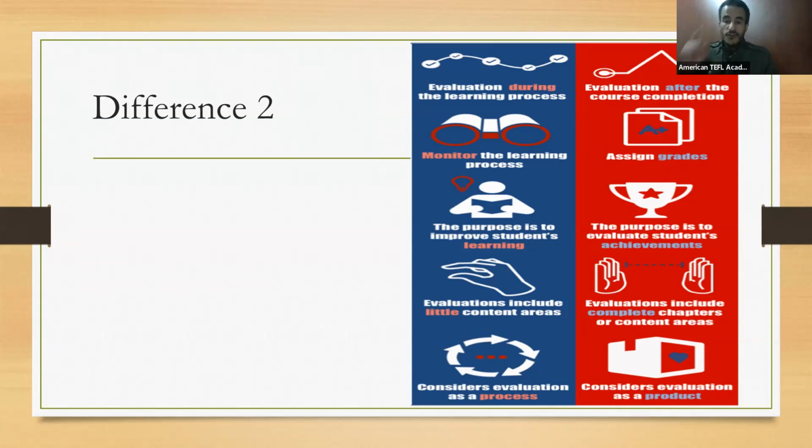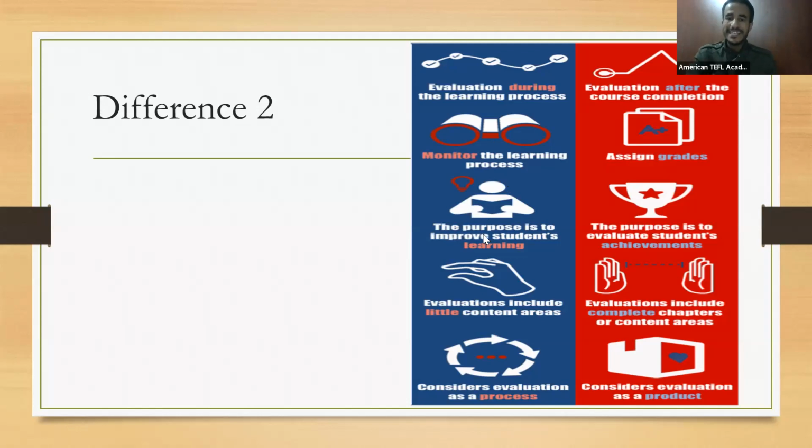But for summative, I just give grades. 17 out of 20, 7 out of 20, 10 out of 20. So this is the difference. Yes, please. Clear? We continue. Yeah? Clear again? Perfect.